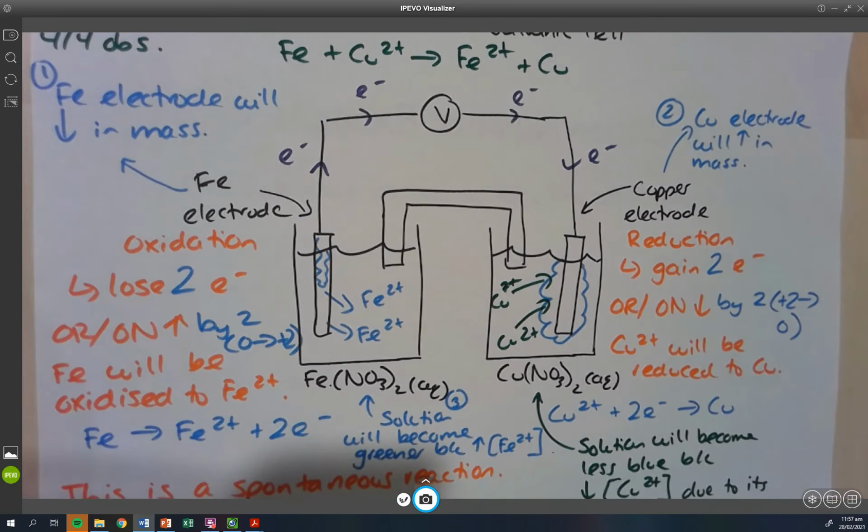So as you can tell, you can see what I'm saying. The galvanic cell is a little bit more complicated than the electrolytic, simply because you do have those 2 beakers and you do have to kind of think about the standard cell potential.